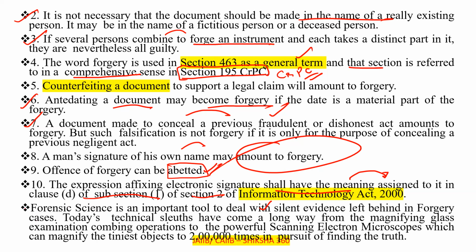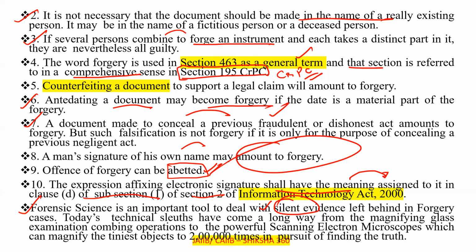Forensic science is further an important tool to deal with the silent evidence left behind in forgery cases. Today, technical sleuths have come a long way from the magnifying glass examination to the powerful scanning electron microscopes, which can magnify the tiniest object 2 lakh times in pursuit of finding the truth. That is, we can magnify a small image to check whether it is genuine or not. Clear? All these things are possible through forensic science.